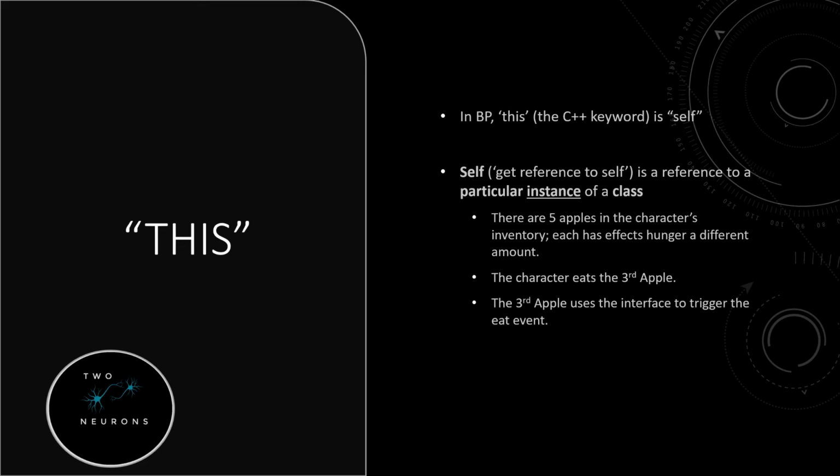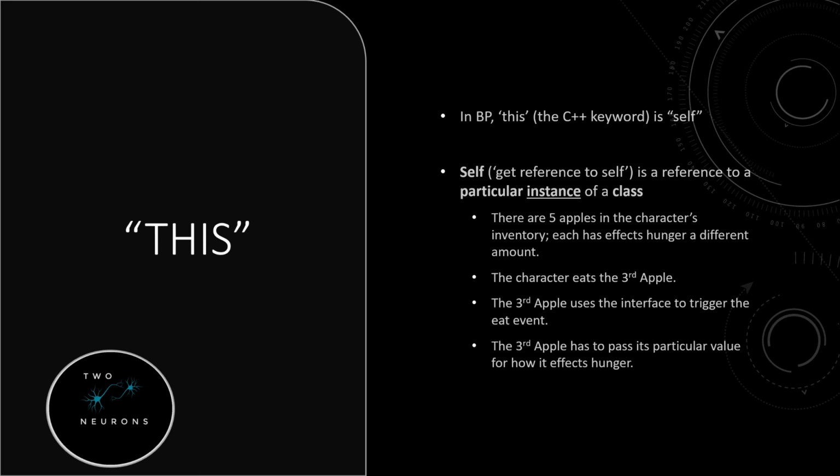So the third apple uses the interface to trigger the eat event that we have, and then it passes through that particular value that apple has. So that third apple has a value of 10. It's not the rotted one, doesn't have the -1. It isn't the really small one with a value of 2. It is a healthy and wholesome apple with that value of 10. It has to pass through its particular value to affect hunger. So we have to get a reference to self, or this particular apple, to achieve the effect we're looking for.